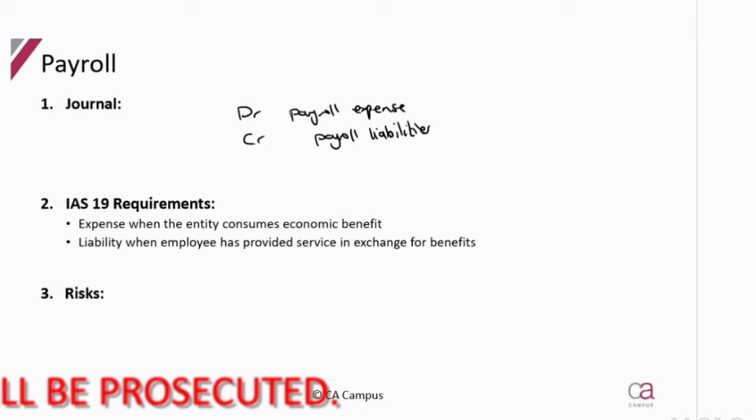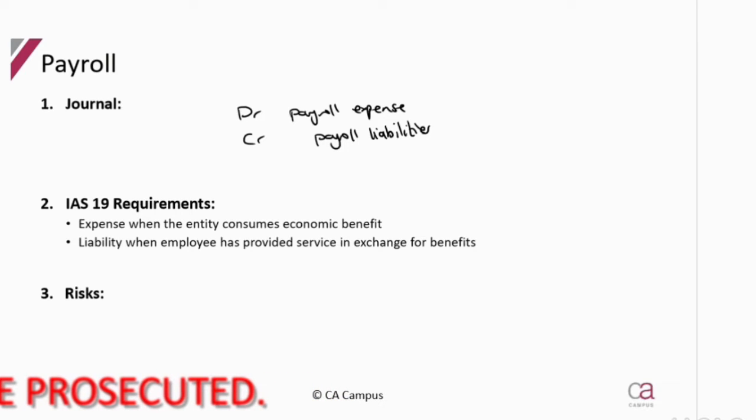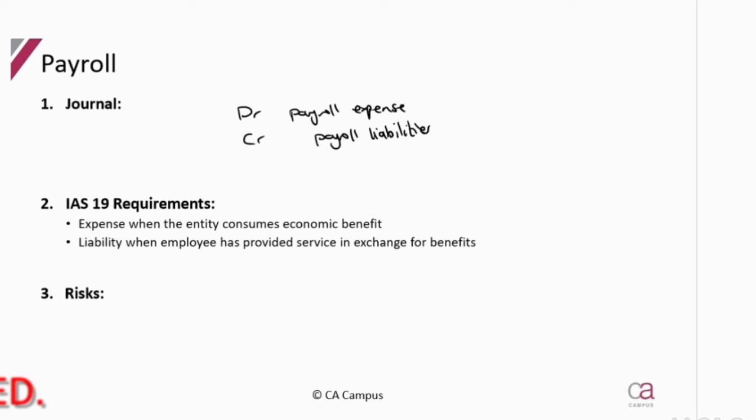So what does IAS 19 say in terms of this? You need to recognize the expense when the entity consumes the economic benefit. So as the work is being done, you're going to have to recognize the payroll expenditure for that. And the liability when the employee has provided the service in exchange for those benefits. Okay, so that's it from an IAS 19 perspective, guys.